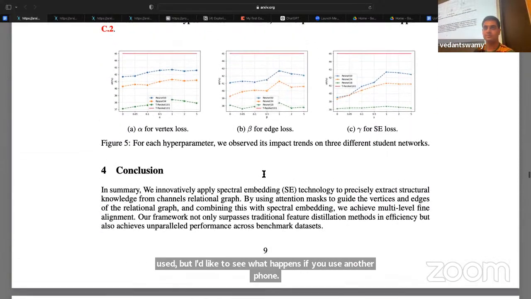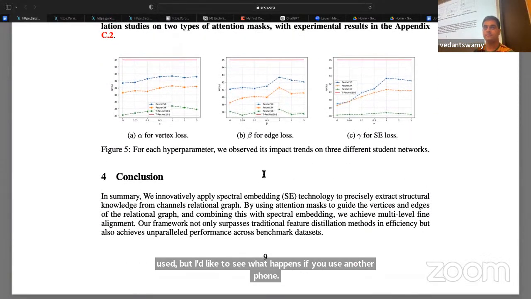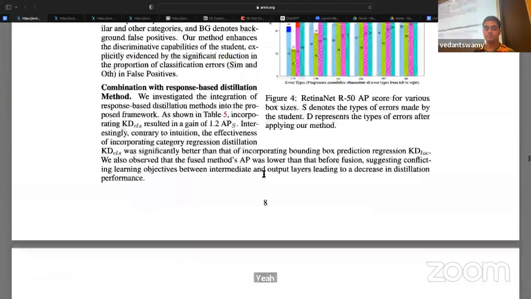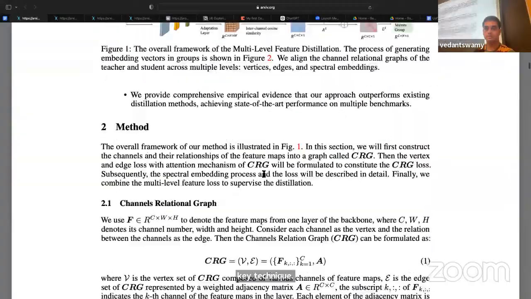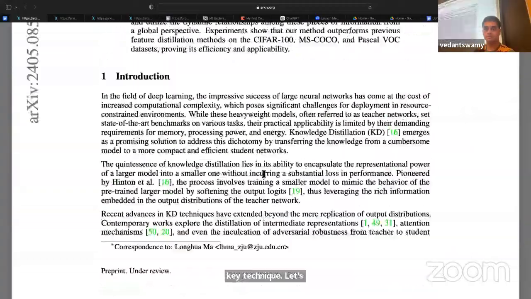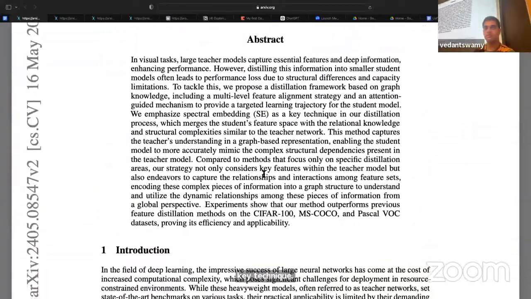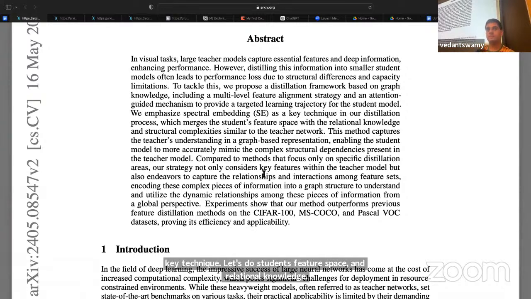Oh. Yeah, in the abstract, they say this is a key technique and merges the student's feature space with relational knowledge of structural complexities. So doesn't that mean they're presenting it as a strength? Yeah, I definitely think it's a strength, but I would just like to see what happens if they use something else, because it'd be interesting to see.